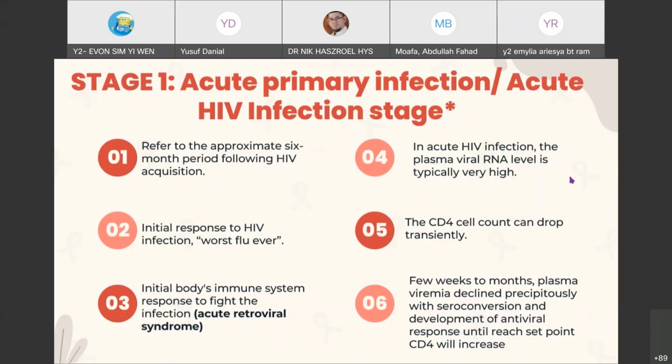So acute HIV infection is a period of rapid viral replication and also infection of CD4 cells. The plasma viral RNA level is typically very high, and the CD4 cell count can drop transiently. After a few weeks to months, the plasma viremia declines precipitously with seroconversion and development of the antiviral response, until it reaches the set point, and the CD4 count will increase.